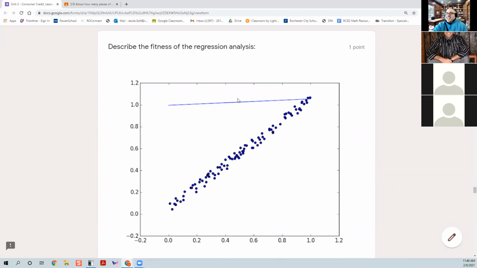Sorry, this made me laugh. This is a math joke right here. If you want to know what a math joke looks like, that's what it is.